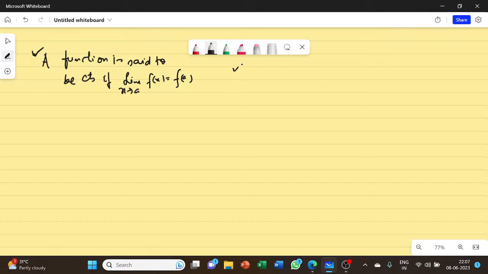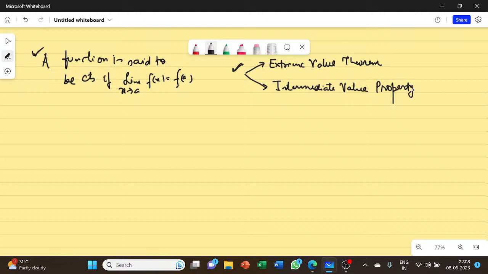And there were two properties that I told you yesterday. One of the properties I did not give a name; I'll call it the extreme value theorem right now. And another property that we discussed yesterday was the intermediate value property. The above question that we were discussing was a direct application of the intermediate value property of continuous functions. Is that clear?